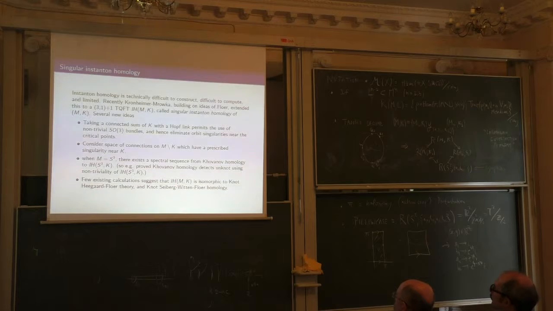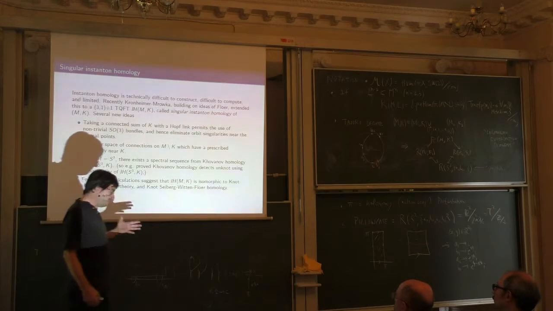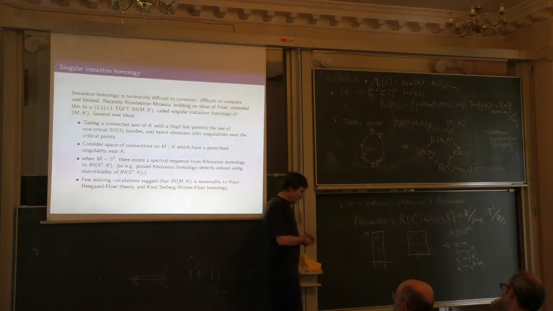Instanton homology is defined by Kronheimer and Mrowka for a 3 manifold and a link inside. It's very difficult to compute, but the few computations that exist show it to be isomorphic to a very important and useful invariant now in low dimensional topology, namely the knot Heegaard Floer theory. Now, Heegaard Floer theory has been recently proved by Taubes and his collaborators equal to another version of Floer homology, which is Seiberg-Witten Floer homology.